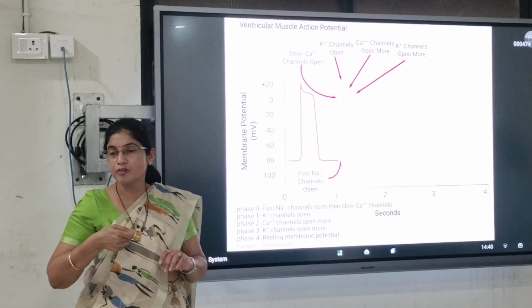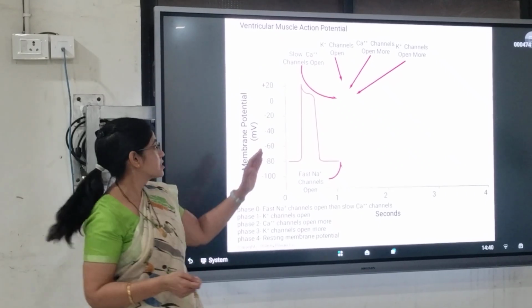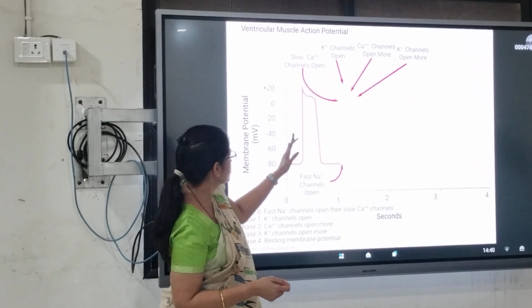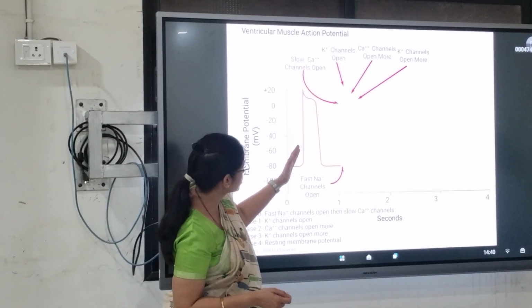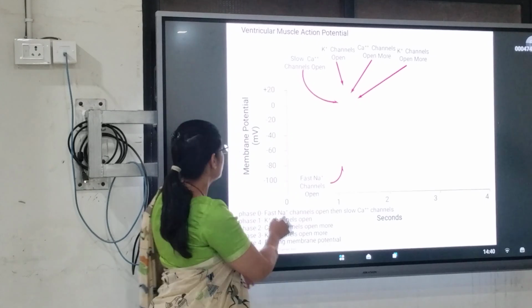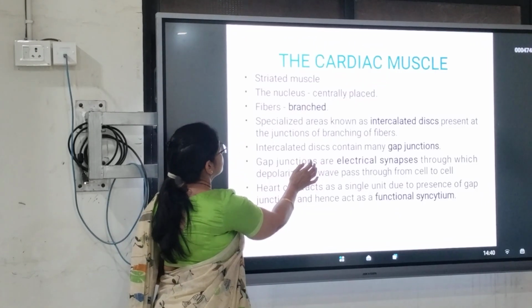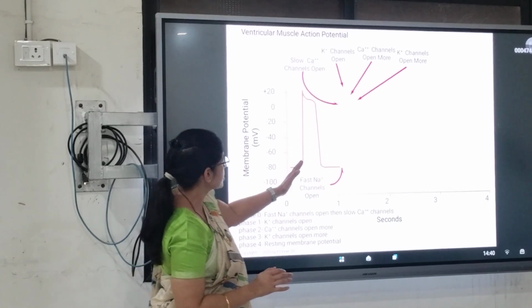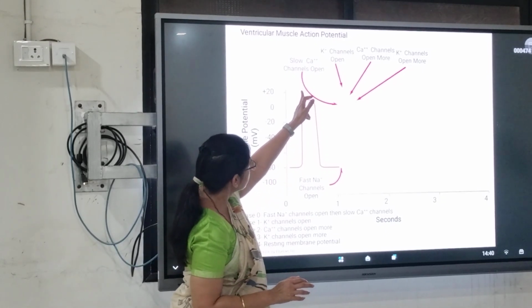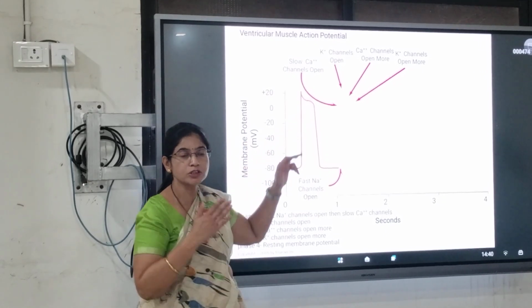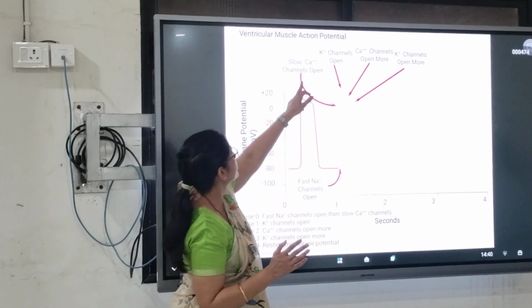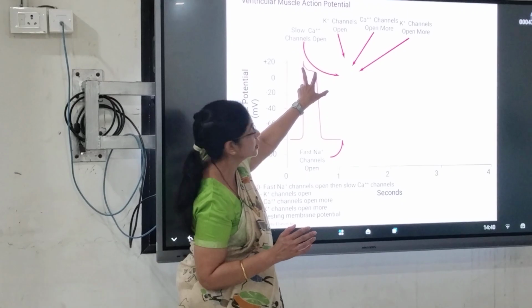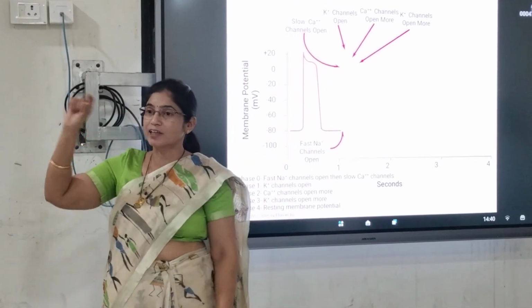But when you give a stimulus, what happens? Suddenly the graph moves up. Here the fast sodium channels get opened, and then a slight repolarization occurs because of efflux of potassium, and then calcium channels open and maintain the sustained state. It is called a plateau.